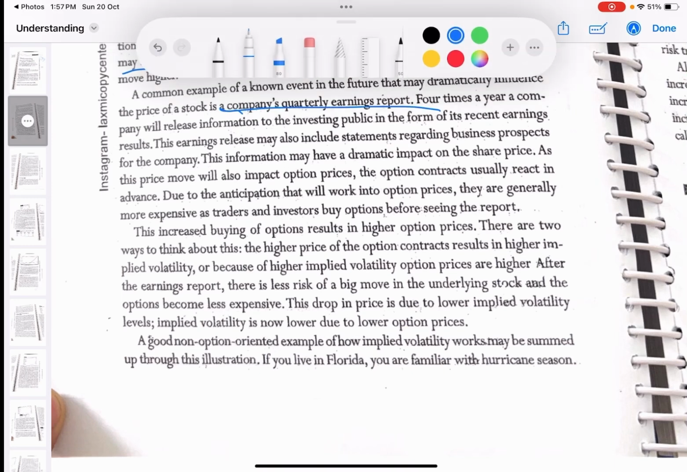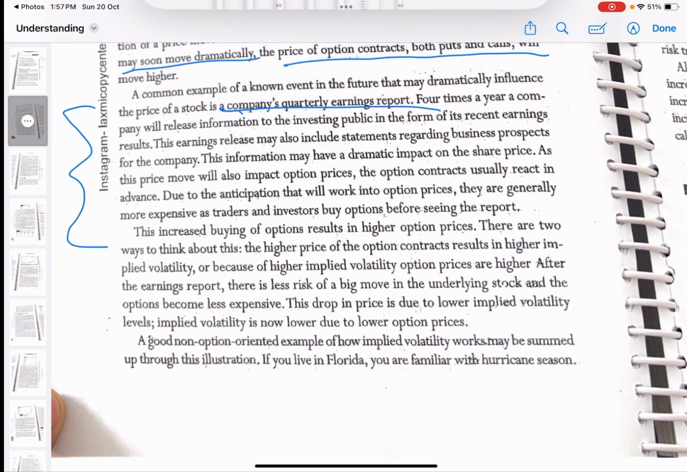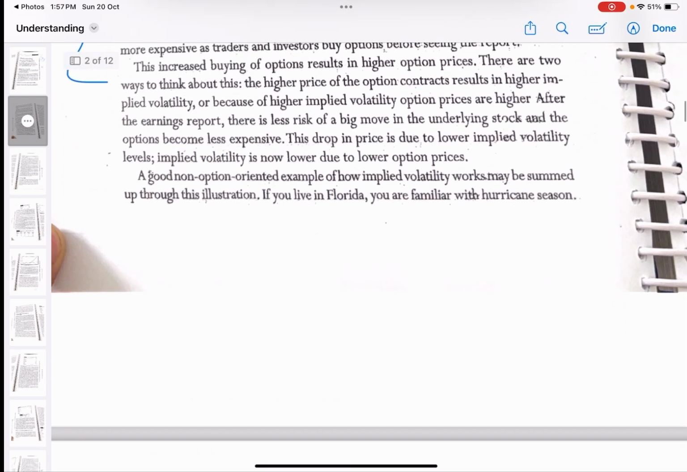That's what I told you. So that's what we just discussed. So I'll not read that. This increased buying of options results in higher option prices. There are two ways to think about this. The higher price of the option contracts results in higher IV, or because of the higher IV, the option prices are higher. Both can be taken into account.